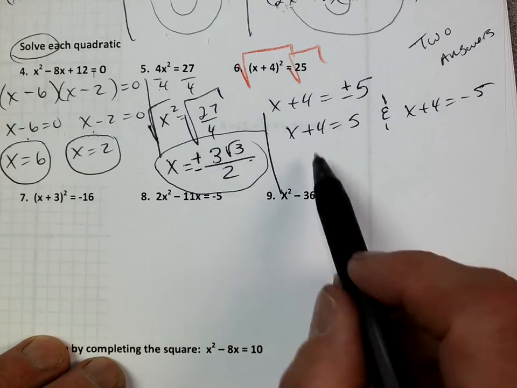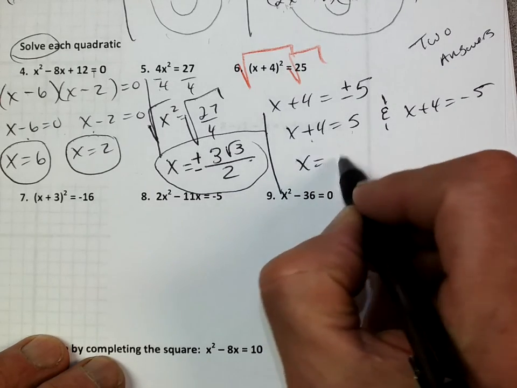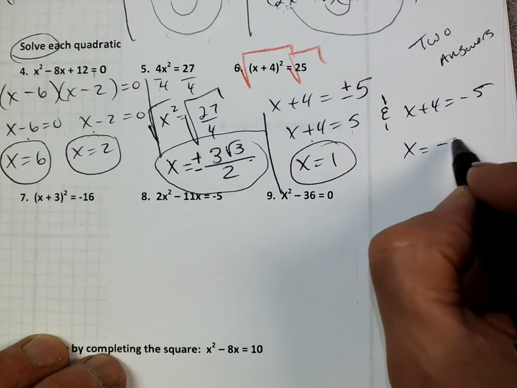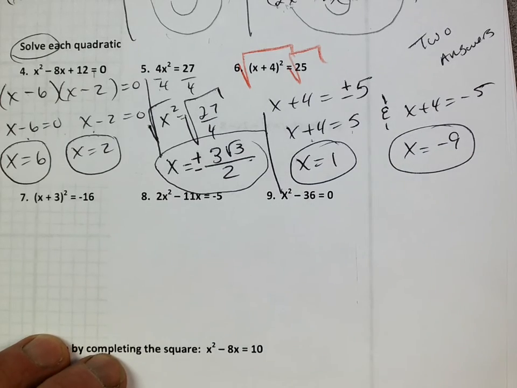So, just have to solve. Minus 4, 1. Minus 4, and I get negative 9. Okay?